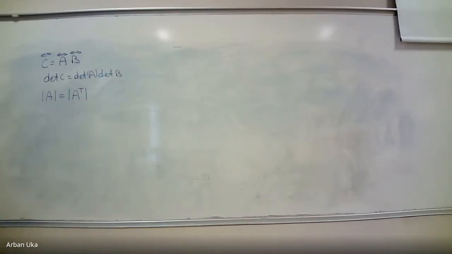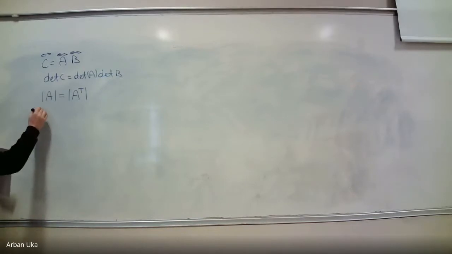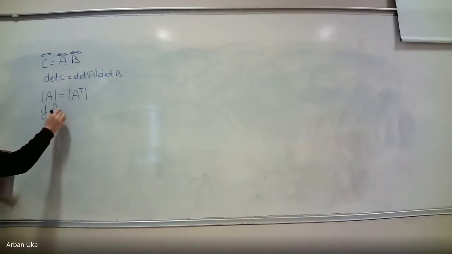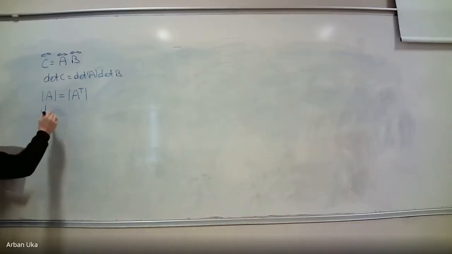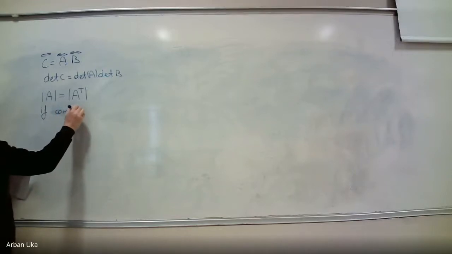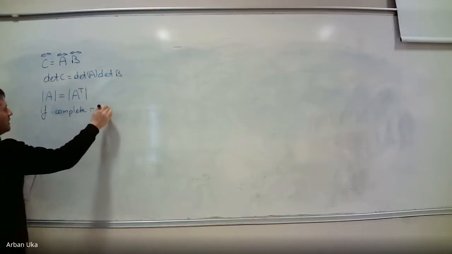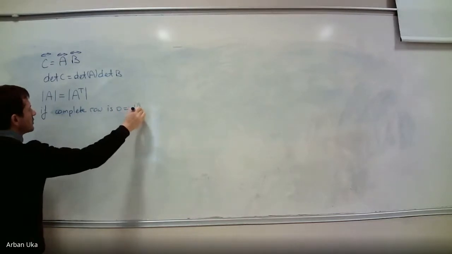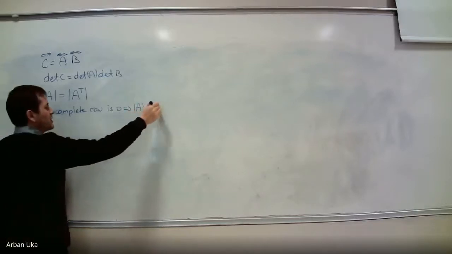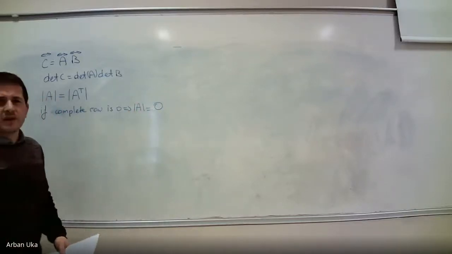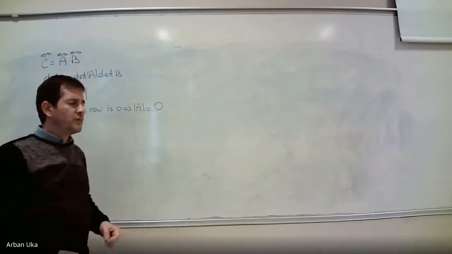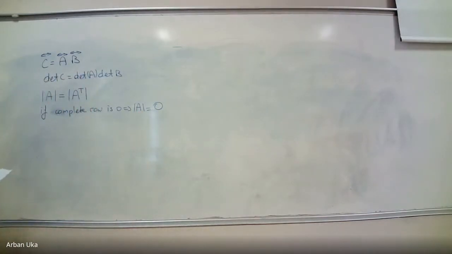This is also true. Then we can say that if a complete row of A is 0, what is the determinant of A? Zero. So if all the numbers in one row are 0, the determinant is 0. Similarly, if a complete column is 0, then the determinant of A is still 0.